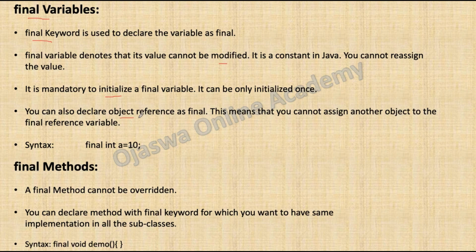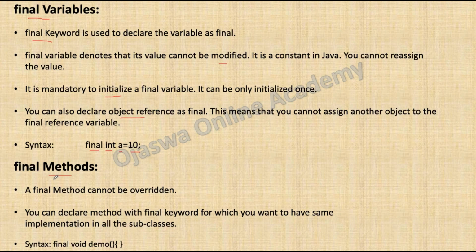You can also declare object reference as final. This means that you cannot assign another object to the final reference variable. Syntax for declaring final variable: final keyword, data type, variable name, and assign the value. You can even assign the value in the constructor, but ensure that you are assigning only once.